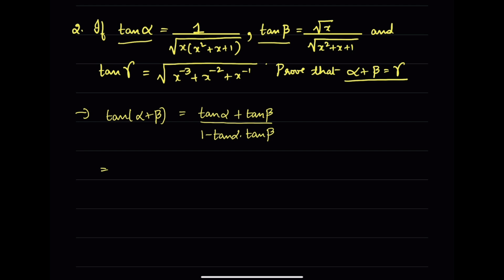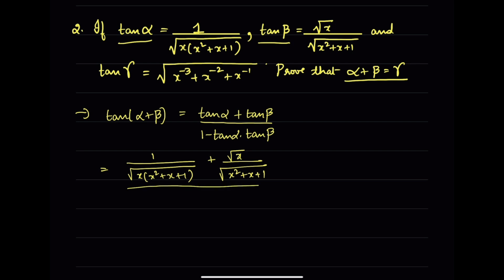In the numerator, tan alpha, so we would have 1 divided by square root of X times X square plus X plus 1, plus tan beta, which is square root of X divided by square root of X square plus X plus 1. And in the denominator we would have 1 minus tan alpha, which is 1 divided by square root of X times X square plus X plus 1, multiplied by tan beta, which is square root of X divided by square root of X square plus X plus 1. Now let's solve for the common denominator.